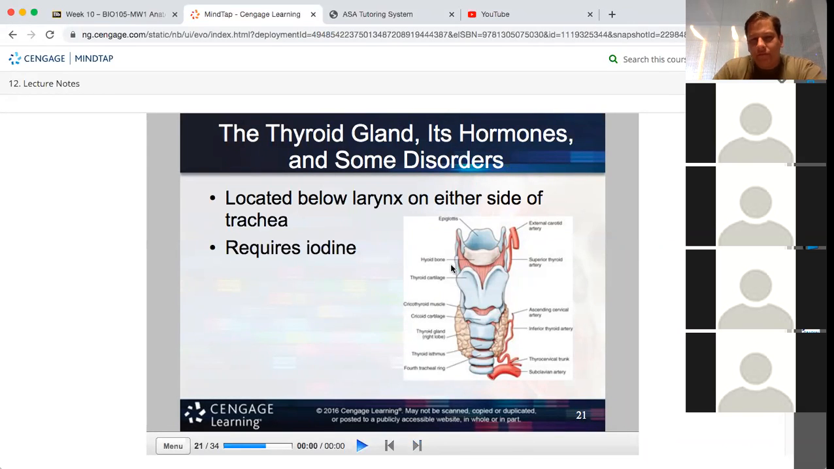Now this picture belongs here. The thyroid gland, its hormones and some disorders. The thyroid gland has two lobes. It's located below the larynx on either side of the trachea. It requires iodine for functioning well.